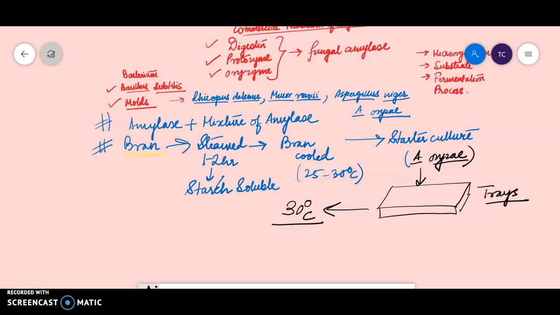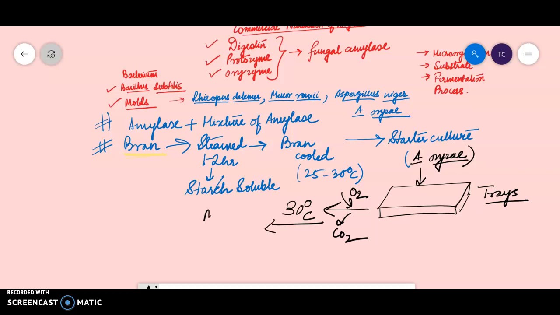Now, high humidity and sufficient ventilation are necessary for the oxygen supply and to eliminate carbon dioxide. So high humidity and ventilation are very essential, because they give you oxygen supply and remove carbon dioxide. And then the mold develops rapidly.